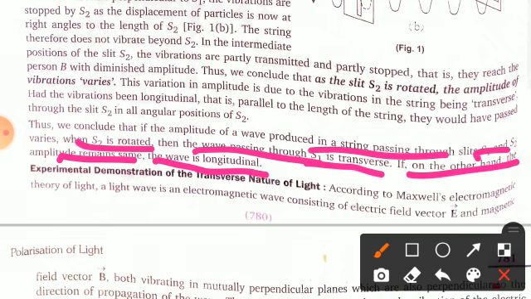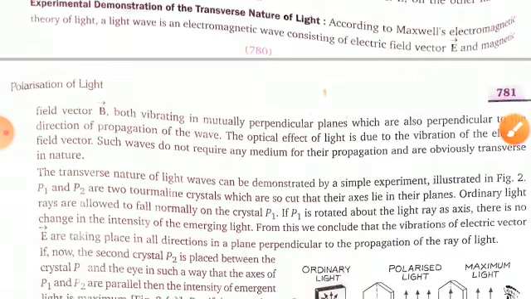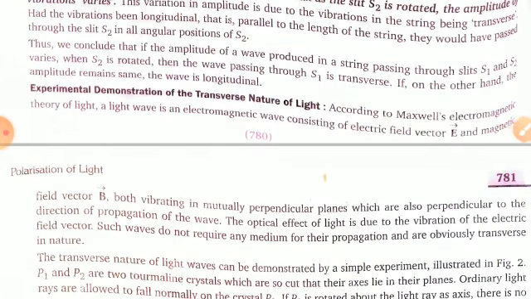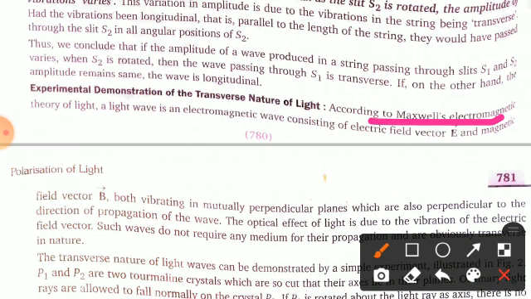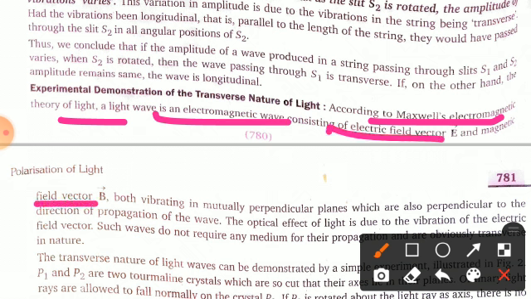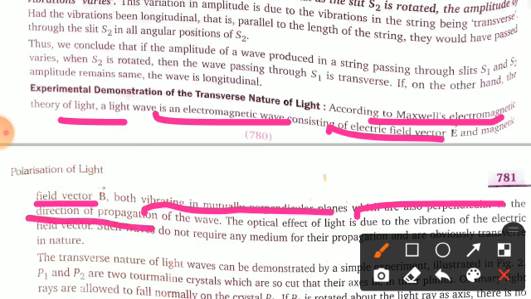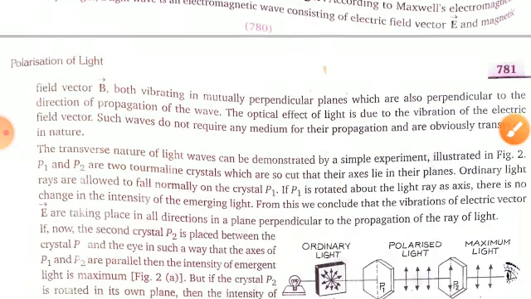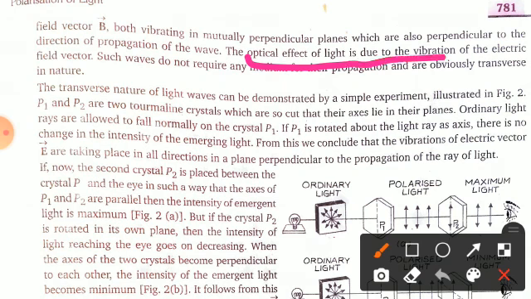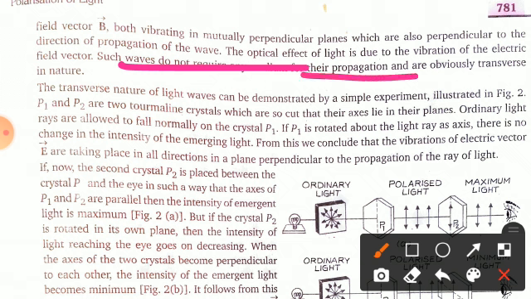Now there is an experimental demonstration of the transverse nature of light. I told you about Maxwell's equations, which I taught you in the electromagnetic waves chapter. So using Maxwell's electromagnetic theory of light, a light wave is an electromagnetic wave which consists of the electric vector E and the magnetic vector B, both vibrating in mutually perpendicular planes which are also perpendicular to the direction of propagation of the wave. Clear? So the optical effect of light is due to the vibration of the electric field vector. Such waves do not require any material medium for propagation, as I told you in the chapter electromagnetic waves that I taught you. So obviously they are transverse in nature.